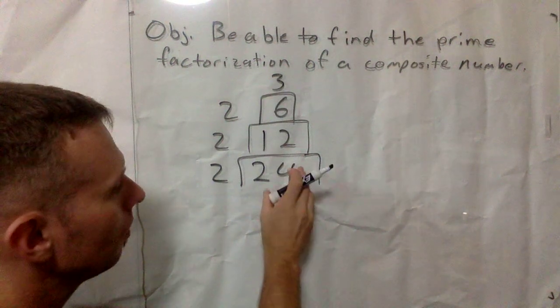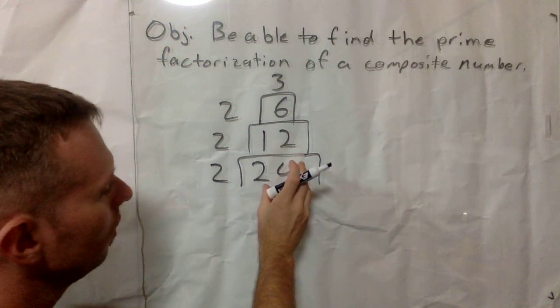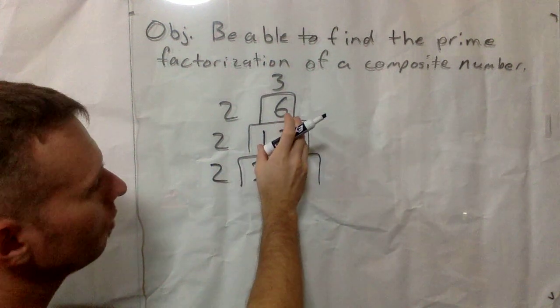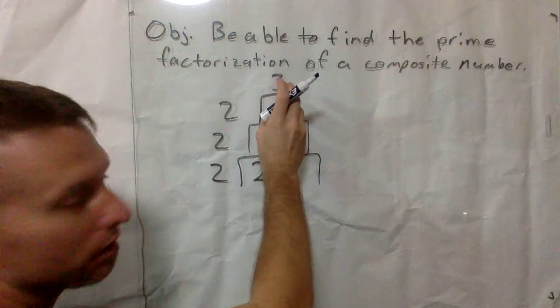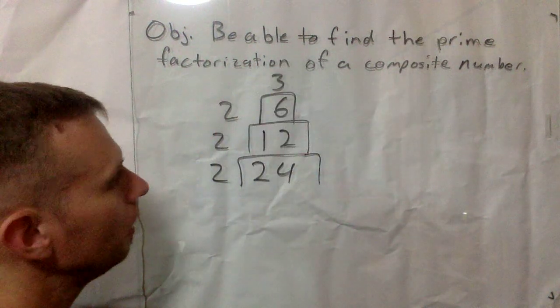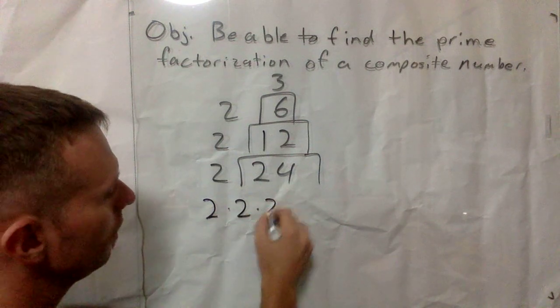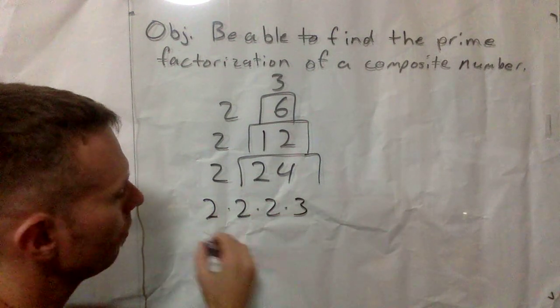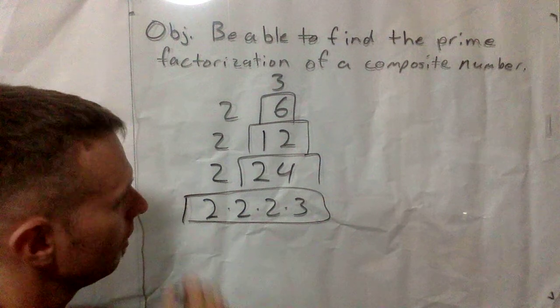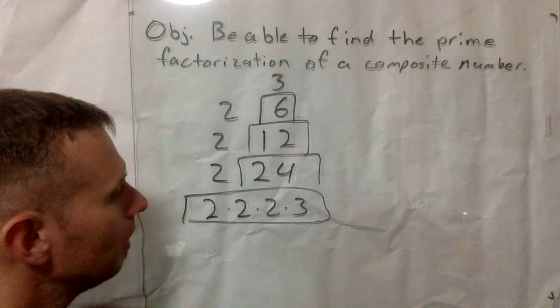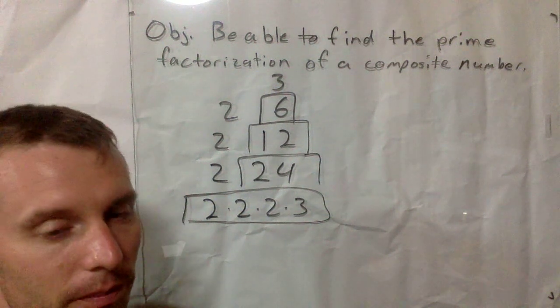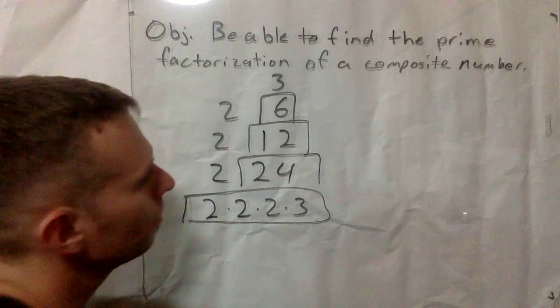So this is how 24, if we take out a 2, we're left with 12. If we take out a 2, we're left with 6. If we take out a 2, we're left with 3. And that's going to be the top. So that's 2 times 2 times 2 times 3, the prime factorization of 24. Now let's try one more.